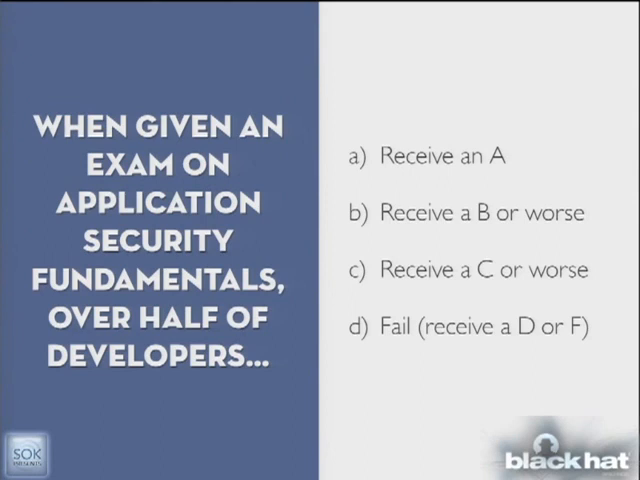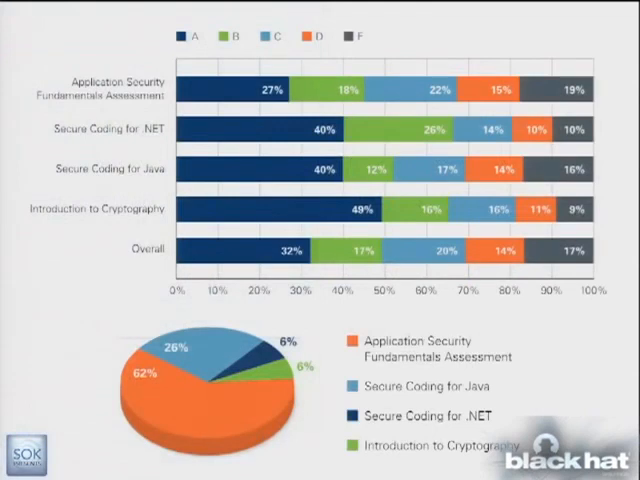About the same. So it actually turns out to be C. About half get a C or worse here with the overall score. I'm sorry, that was the application security fundamentals. So that's this data up here. But you can see the breakdown of scores A, B, C, D, and F for these different assessment tests. And these are the top 4 assessment tests that we give out. And so this is a set of about 5,000 developers that this data comes from.